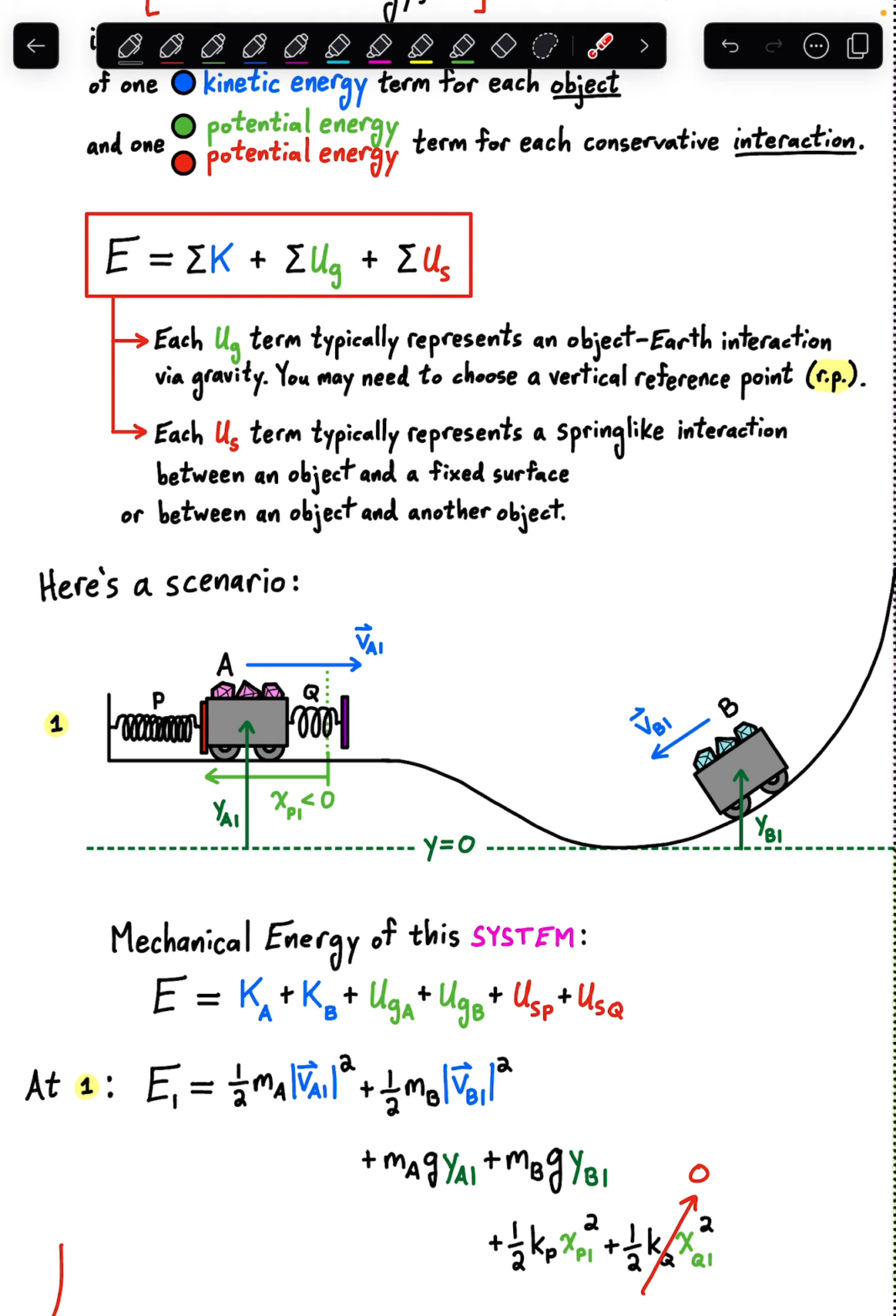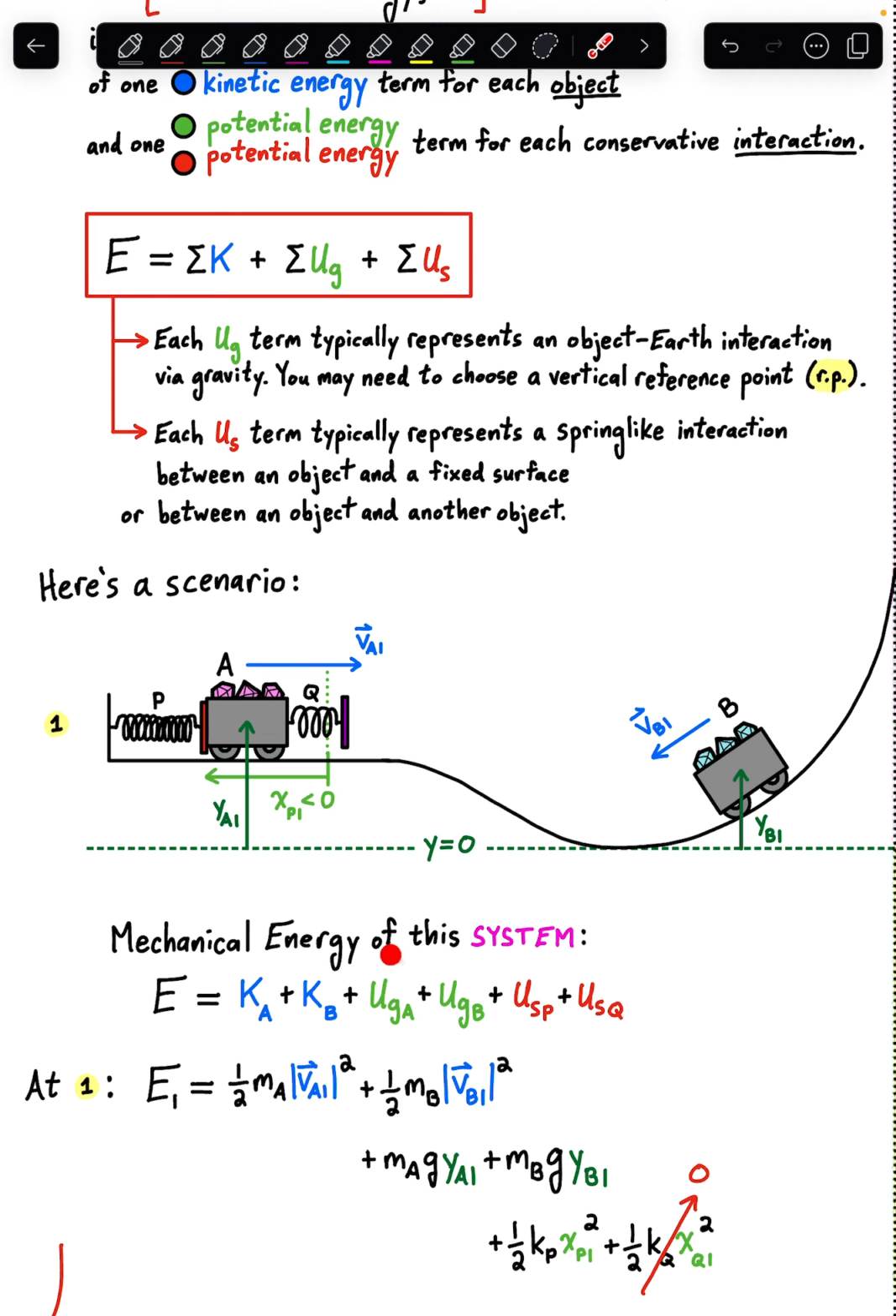So at moment 1, let's get more specific about each of these terms. Any object that is moving, that has a speed, has kinetic energy. So the kinetic energy of cart A is 1/2 m v squared: ma, the mass of cart A, times the speed of cart A at that moment squared. That's our Ka term. Add to that the Kb term, 1/2 mass B times Vb at moment 1 squared.